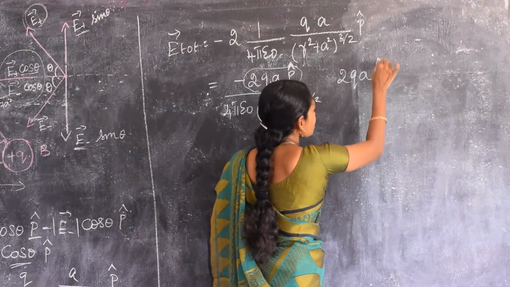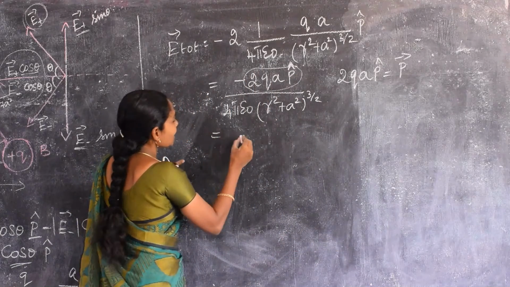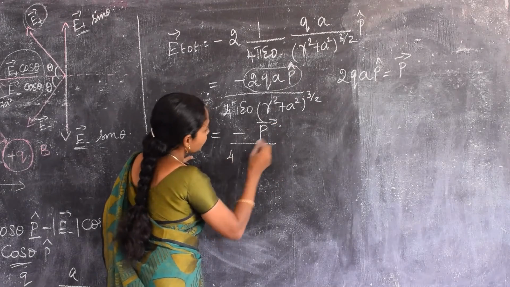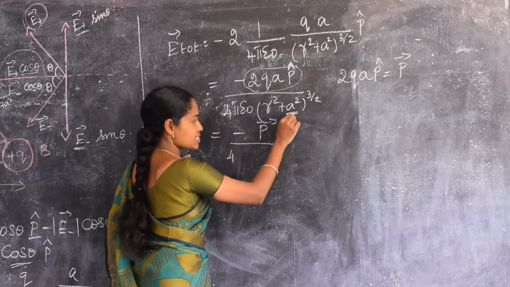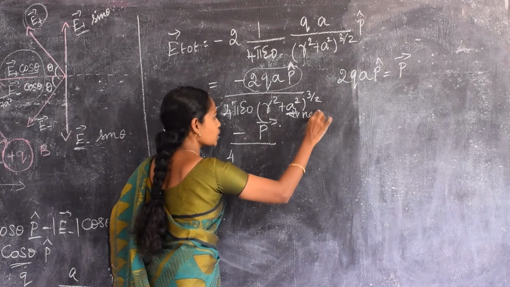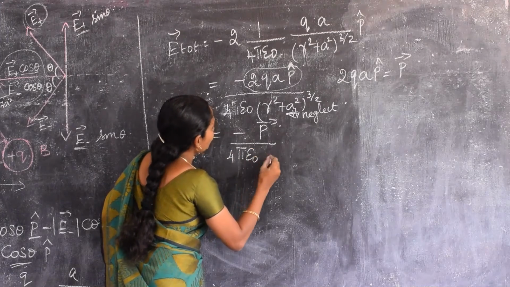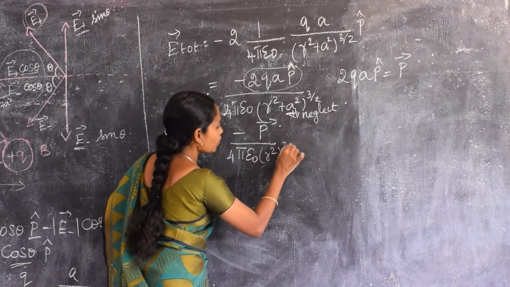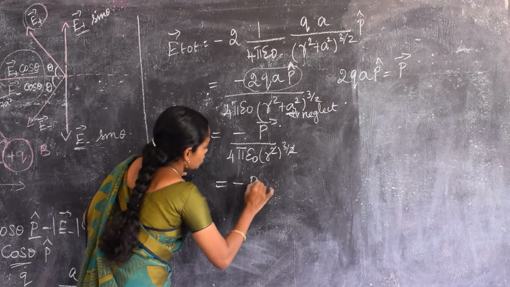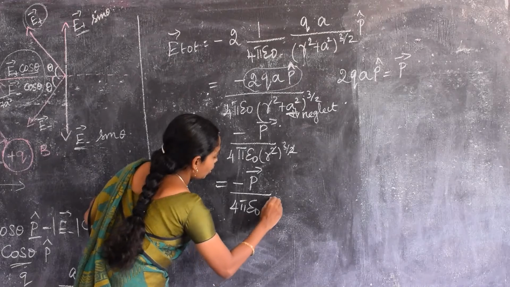2qa p cap is equal to p vector, it is electric dipole moment. So instead of this we write p vector divided by, here a is a very small distance compared to the external distance, so this term is negligible one. So neglect this term. In denominator we write 4 pi epsilon naught r squared only. So whole power 3 by 2. 2 get cancelled. Minus p vector divided by 4 pi epsilon naught r cube.